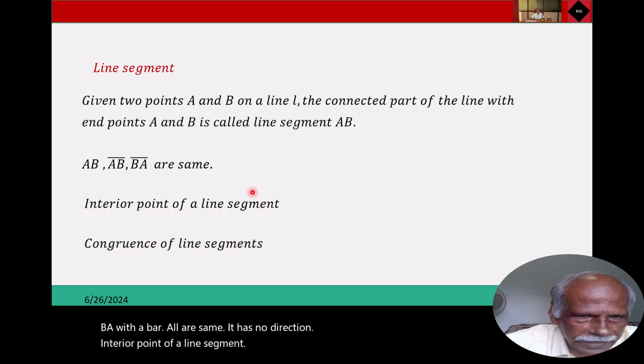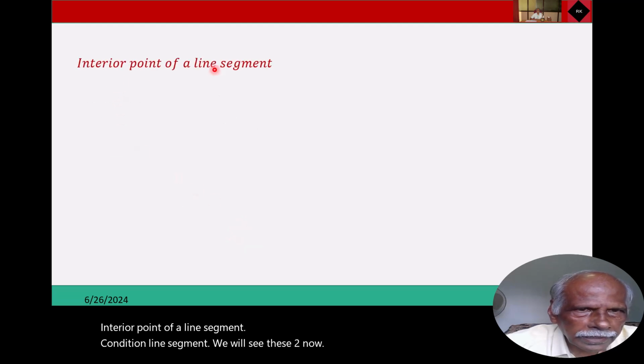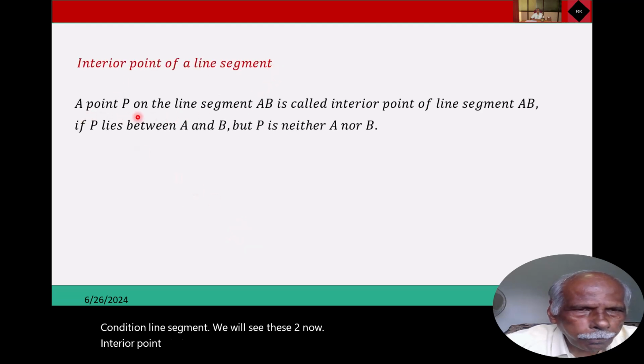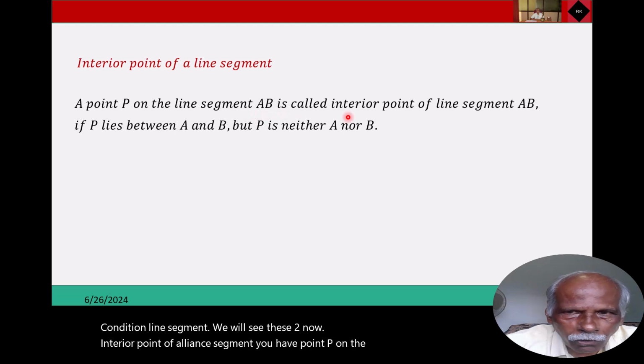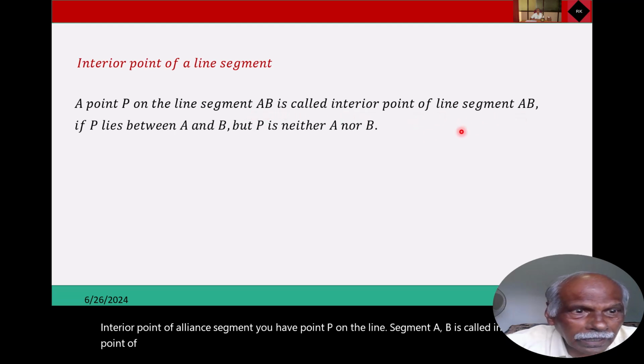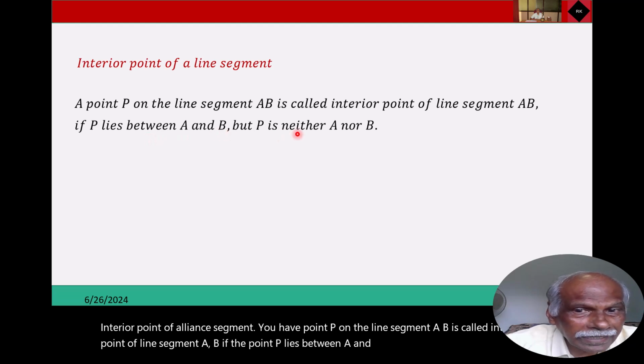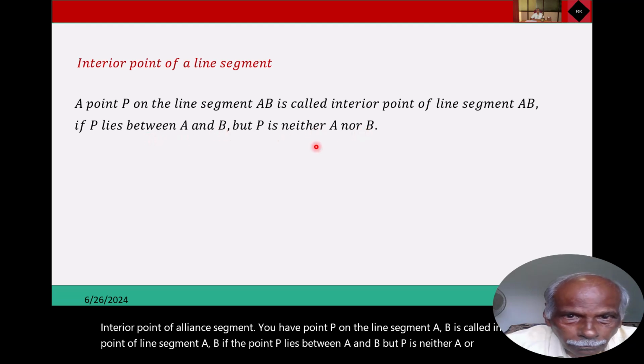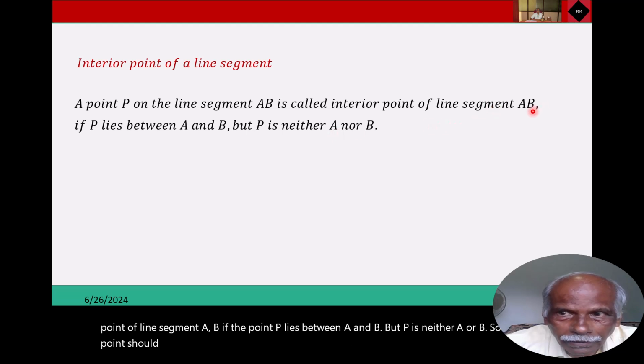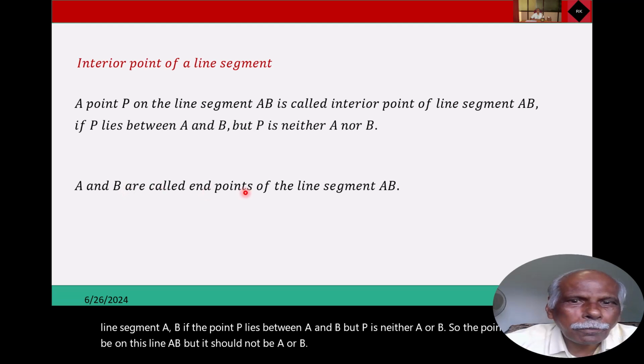Interior point of a line segment. Congruence of line segments. We will see these two now. A point P on the line segment AB is called interior point of line segment AB if the point P lies between A and B, but P is neither A nor B. So the point should be on this line AB, but it should not be A or B. A and B are called endpoints of the line segment AB.